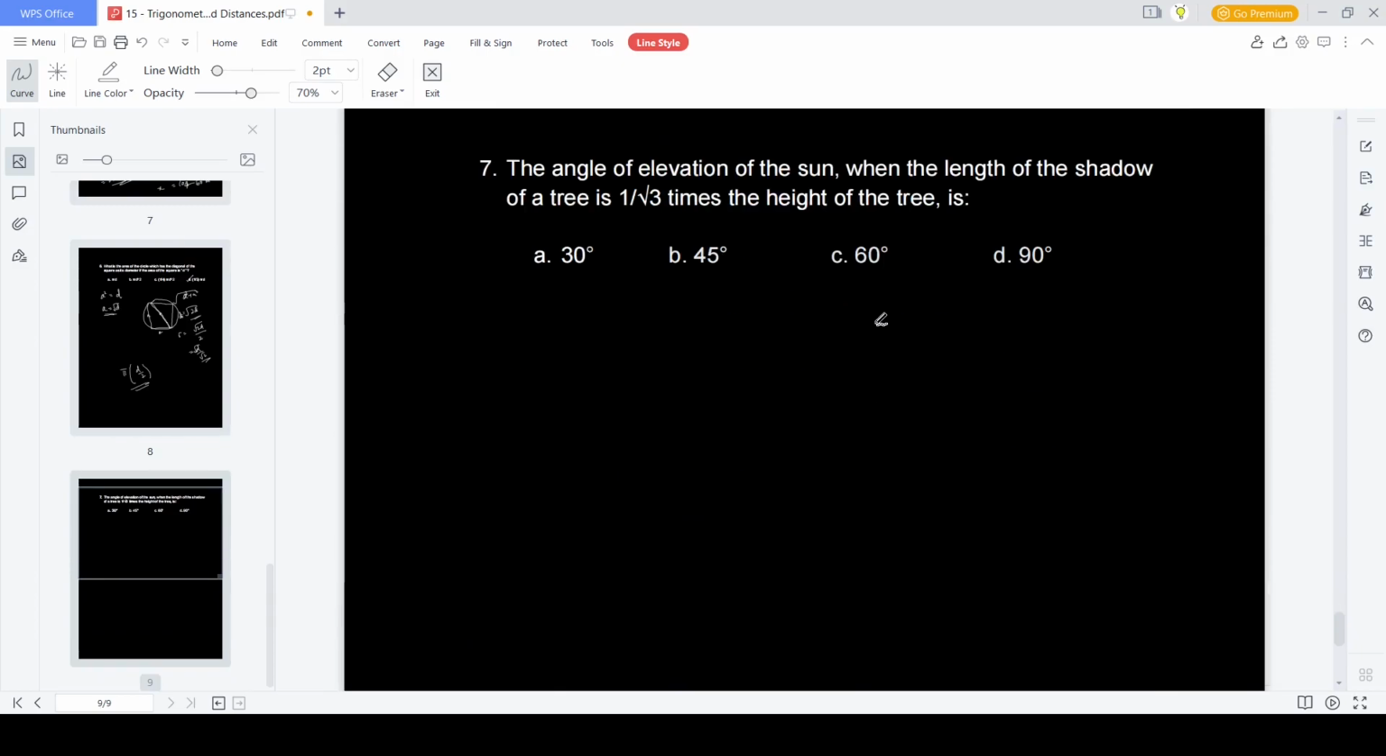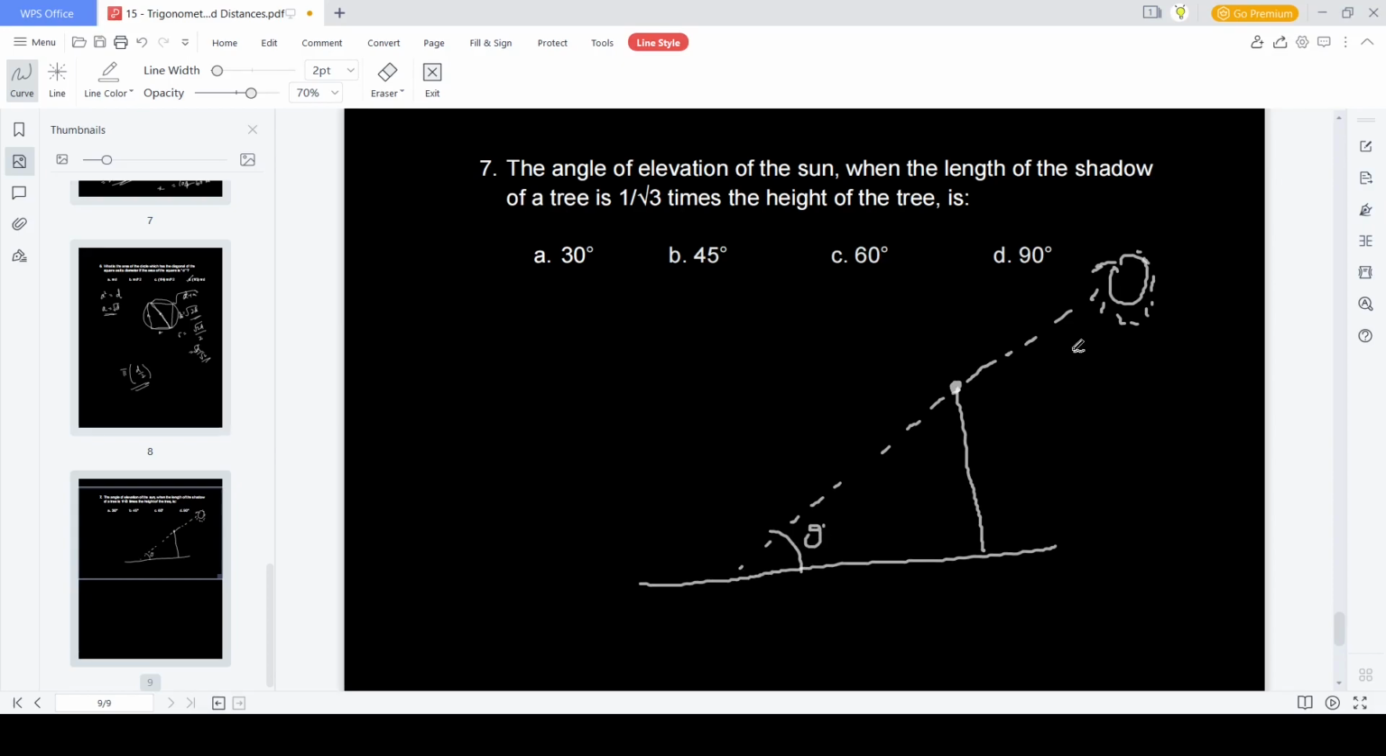Last question. The angle of elevation of the sun, when the length of the shadow of a tree is 1 by root 3 times the height, is what? See, if this is a tree and the sun is here, the angle of elevation is the angle theta when the shadow falls on the ground. So this is the length of the shadow on the ground. They've given that the length of the shadow is 1 by root 3 times the height. So if this is the height, this is 1 by root 3 times the height.